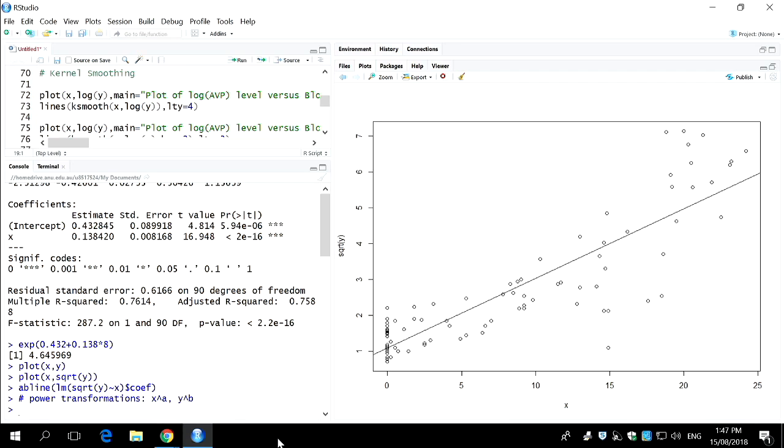So, what's the point of telling you all this, okay? The point is that power transformations basically give you the building blocks for pretty much any simple shape that's curved. As long as it's monotonic, that is, it only goes in one direction, you can capture any of these kinds of shapes with simple power transformations, okay?